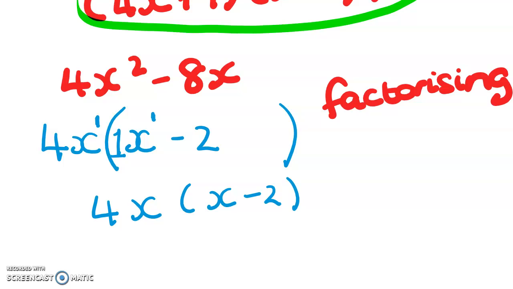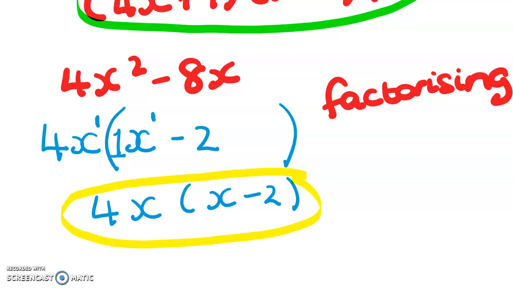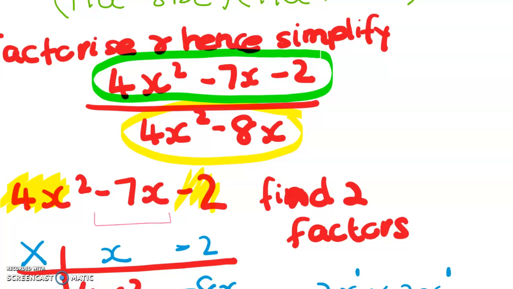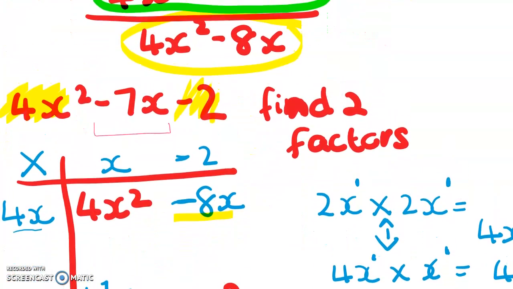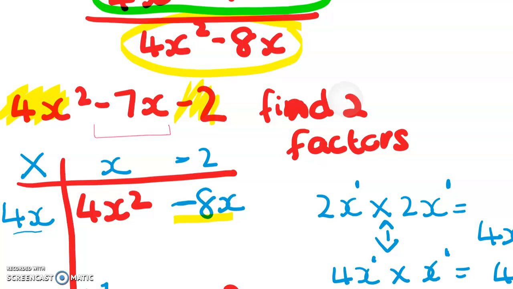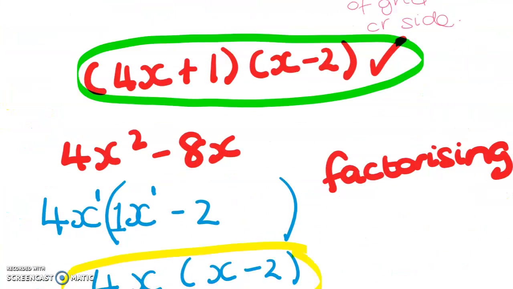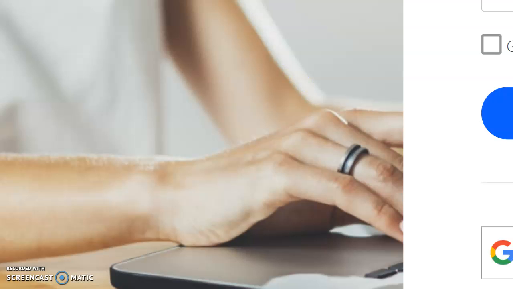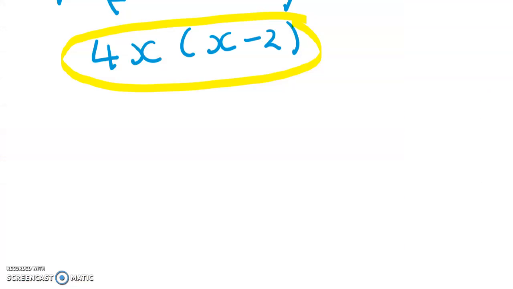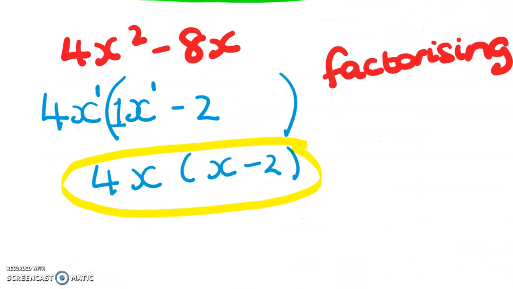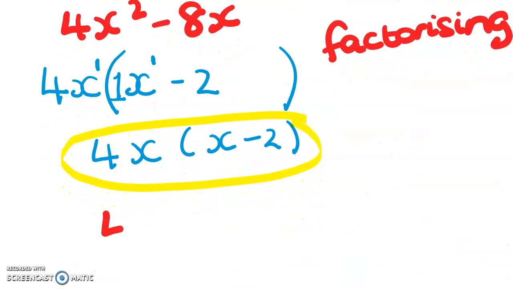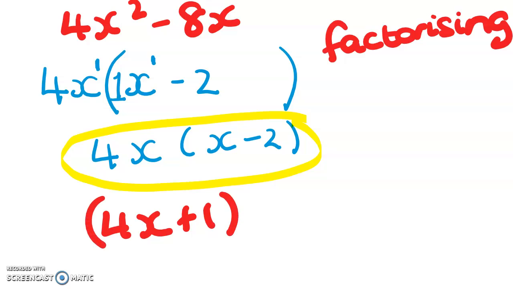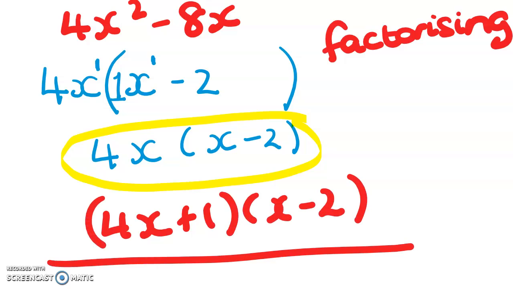Okay, now I'm still not done. This is the answer to what's in yellow up here, 4x squared minus 8x. So all I'm going to do is take the answer for what's circled in green over the answer for what's circled in yellow. So I'm going to say 4x plus 1 over x minus 2, all over 4x bracket x minus 2. I'm taking my values. Now let's see what I can cancel.